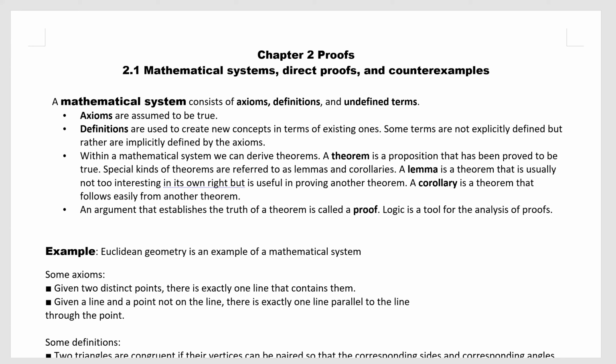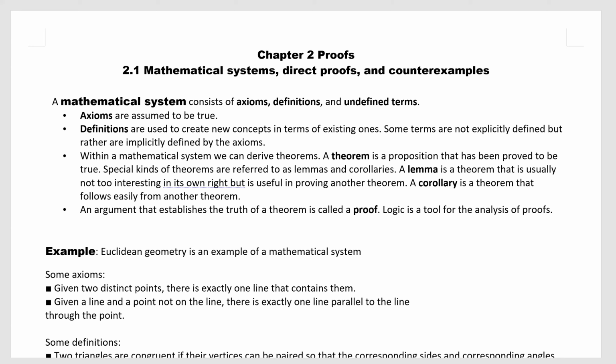Okay? So section 2.1, mathematical systems, direct proofs, and counterexamples. A mathematical system consists of axioms, definitions, and undefined terms. Axioms are assumed to be true. So we assume the axioms to be true, so we don't need to prove it. We assume them, such as we know 1 plus 1 is 2. We don't prove it. We just assume that's the case, right?